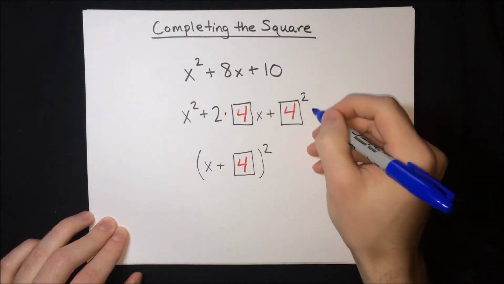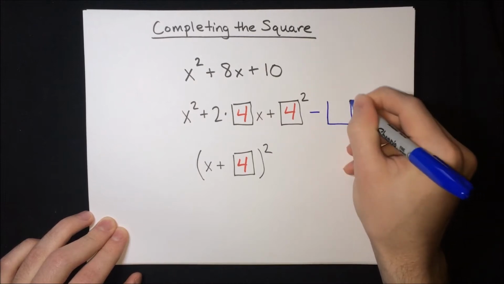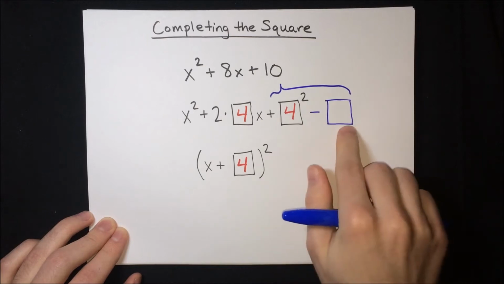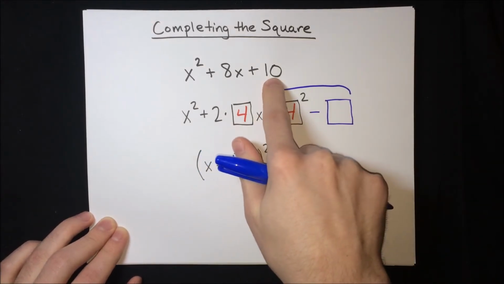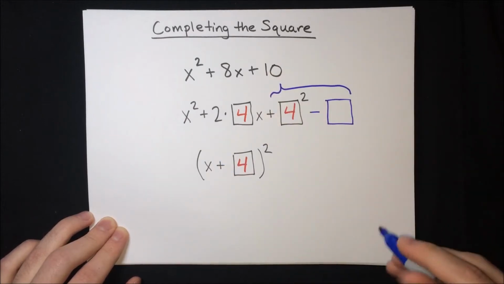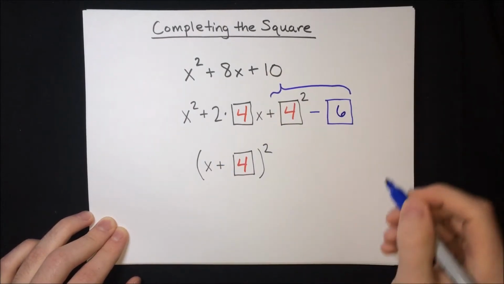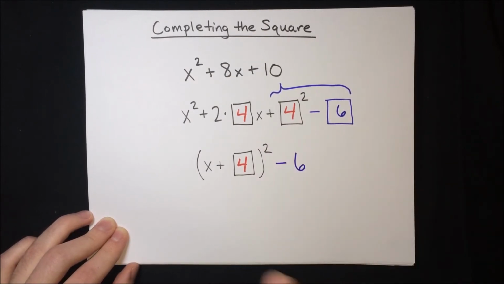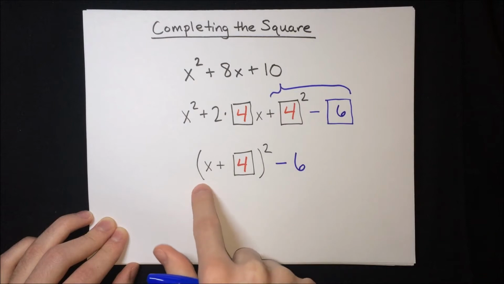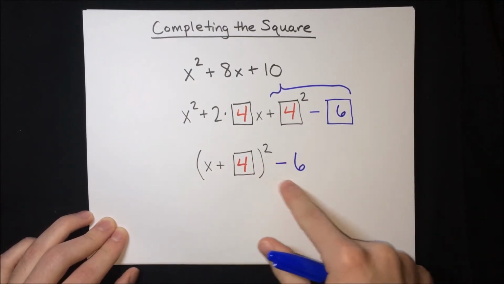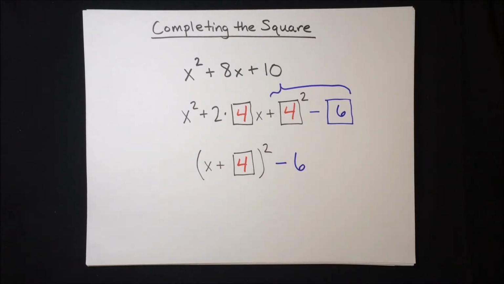So we have to subtract some other number, so that 4 squared minus whatever number we subtract makes 10, because we don't want to change our original expression. So 4 squared is 16, so to get down to 10, we need to subtract 6. And we're going to carry that down, and that's going to be our constant. So this expression is equivalent to x plus 4 squared minus 6. Perfect square plus or minus a constant. Let's do another example.